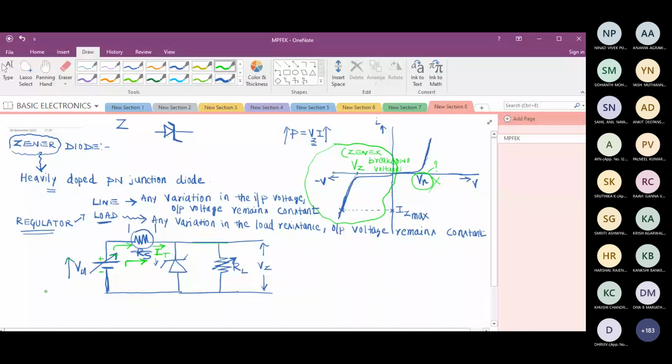Yes, sir. Okay. Will it get divided into two currents at this node X? Yes, sir. One is the current flowing through the Zener, the other is the current that is going to flow through the load. All agree with this? Yes, sir. So this current, I'll take it as IZ. IZ is the current that is going to flow through the Zener. IL is the current that is going to flow through the load.